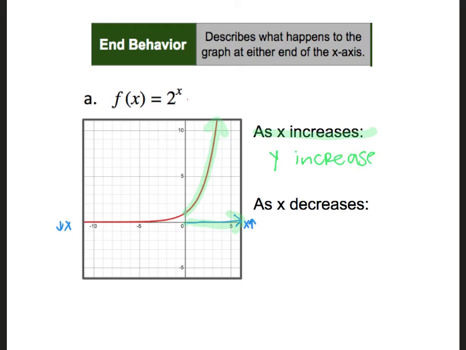Again, all that means is that at the right side of my graph, my y's are going up. My graph is going up. So you just write whatever direction your graph is pointing.